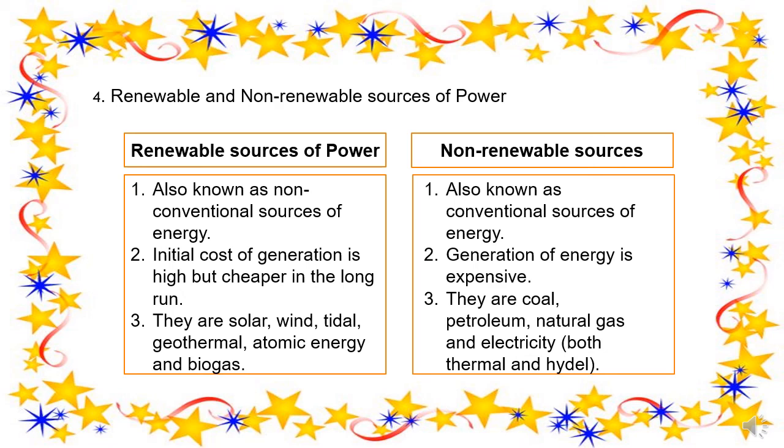Firstly, renewable sources of power. Number 1, also known as non-conventional sources of energy. Number 2, initial cost of generation is high but cheaper in the long run. Number 3, they are solar, wind, tidal, geothermal or atomic energy and biogas. Now the non-renewable sources, also known as conventional sources of energy. Generation of energy is expensive. They are coal, petroleum, natural gas and electricity, both thermal and hydroelectricity.